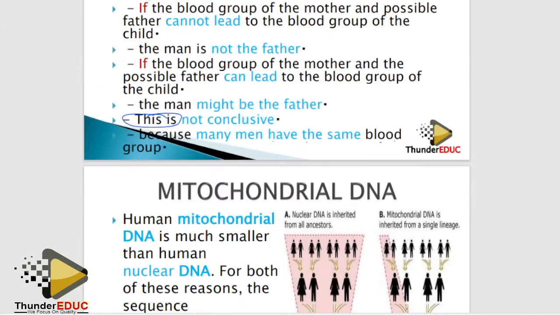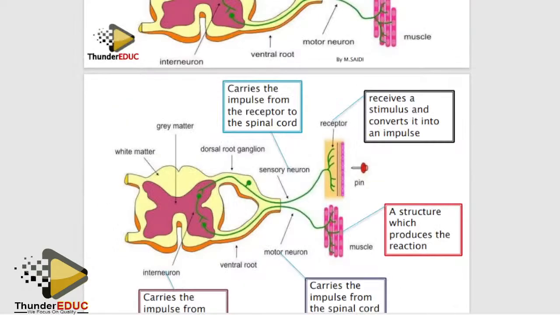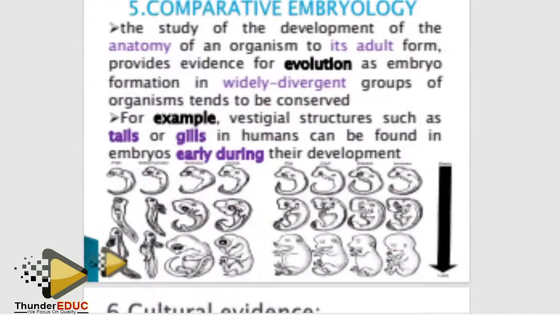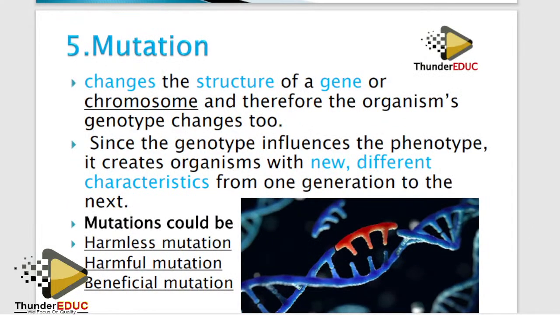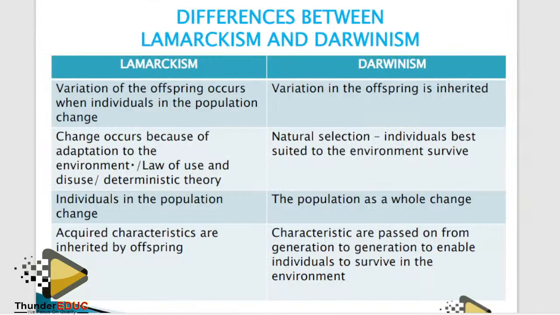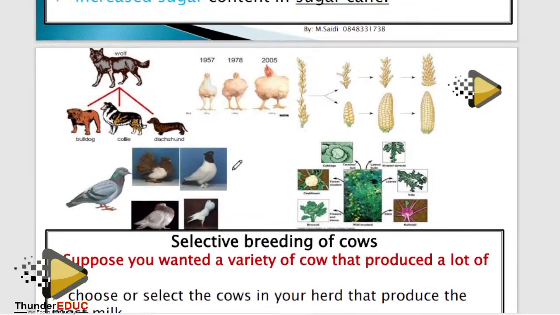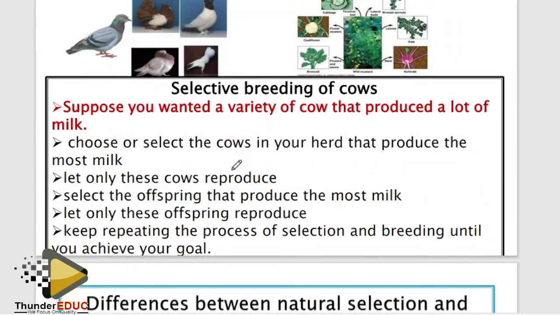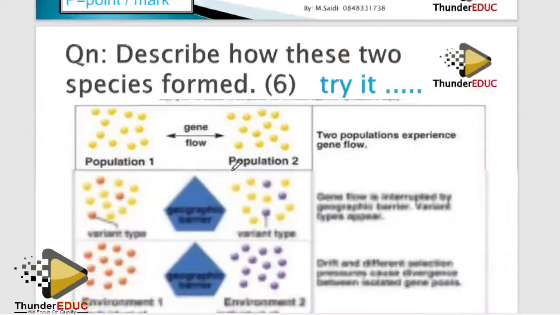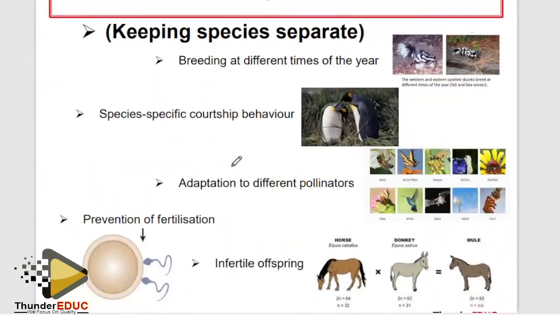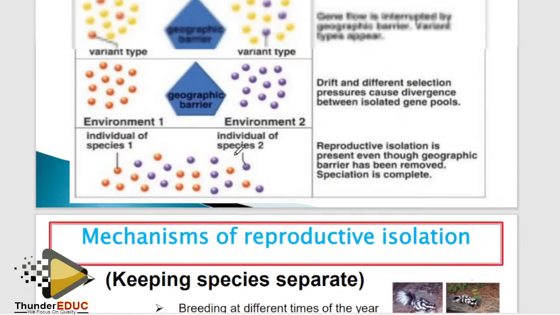Let me show you the different isolation mechanisms. Breeding at different times of the year, species courtship behavior, adaptation to different pollinating agents, and prevention of fertilization leading to infertility of the offspring. Don't go there without knowing these different isolation mechanisms.